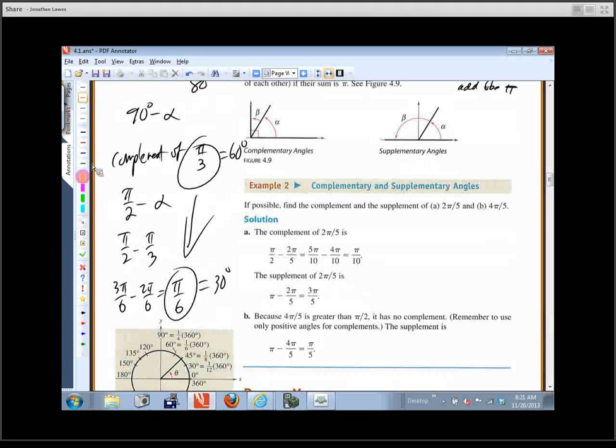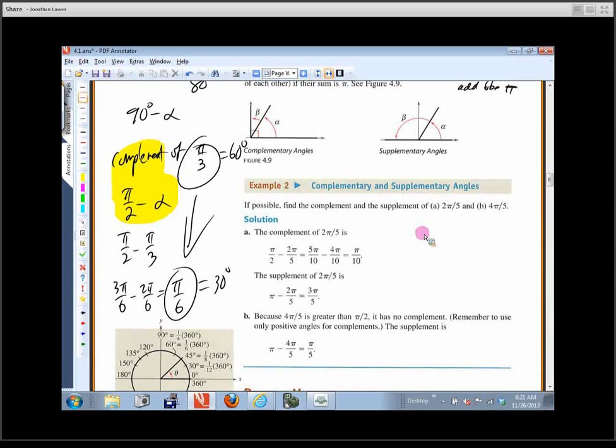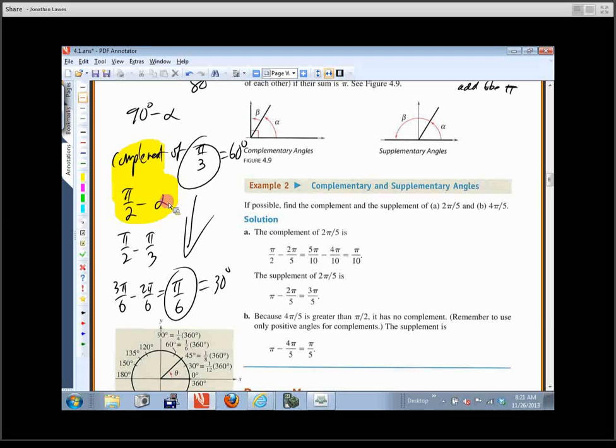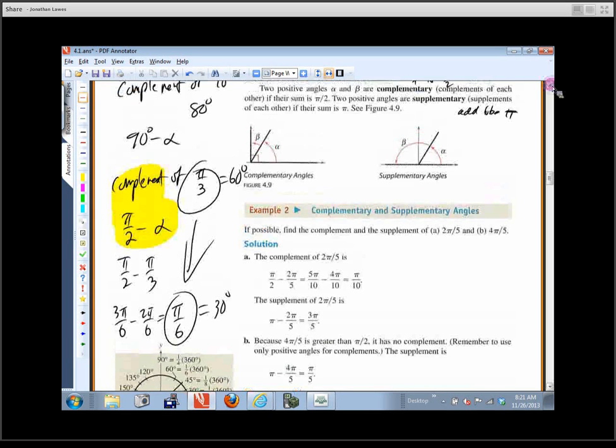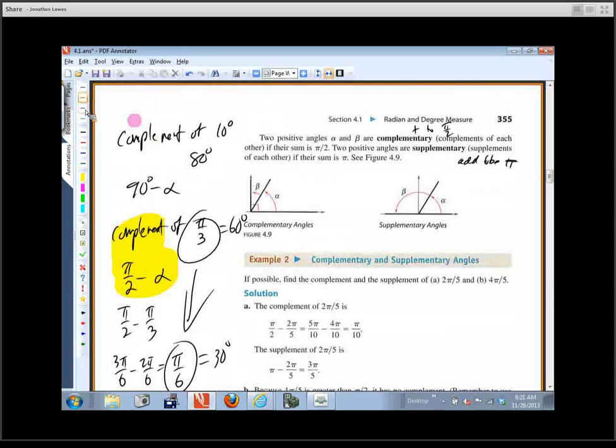So if this allows you to find the complement, let's talk about how you'd find the supplement. If we do pi halves minus the angle to find the complement, what would we do to find the supplement? Well, let's see. What if I change the instructions here and change this to supplement? Okay. Now we're on track. What's the supplement of 10 degrees? 170.